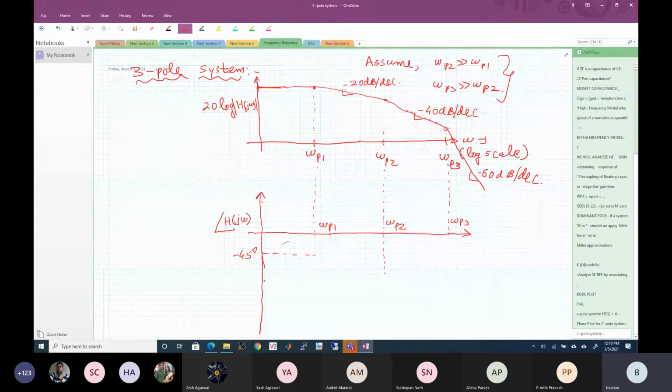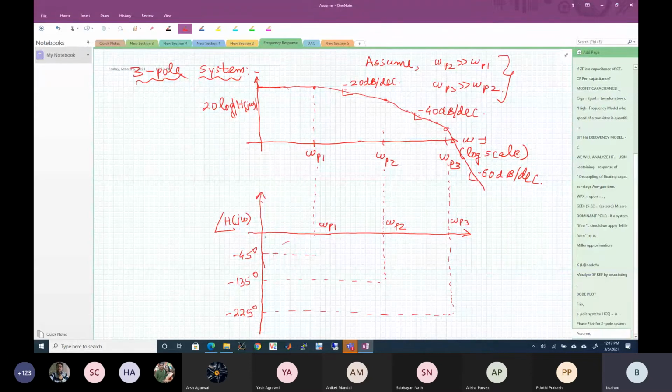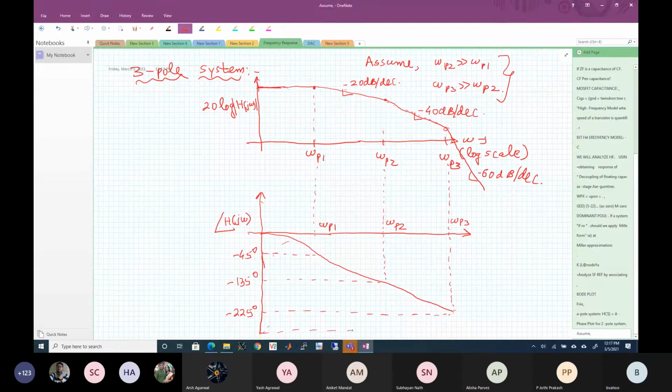So this will become minus 135 degrees, and at omega p3 it will be another 90 degrees. From 135 it is going to be minus 225 degrees. So it is going to look like this, a tan inverse like this, going like this, and then approaching 270 degrees, 270 degrees at infinite frequency. It will never reach 270 degrees.